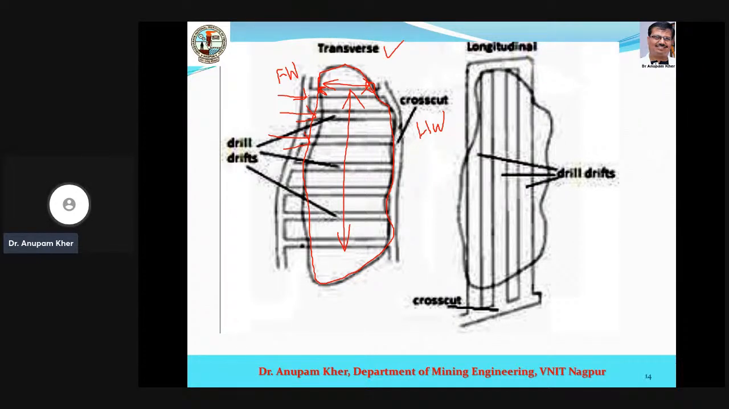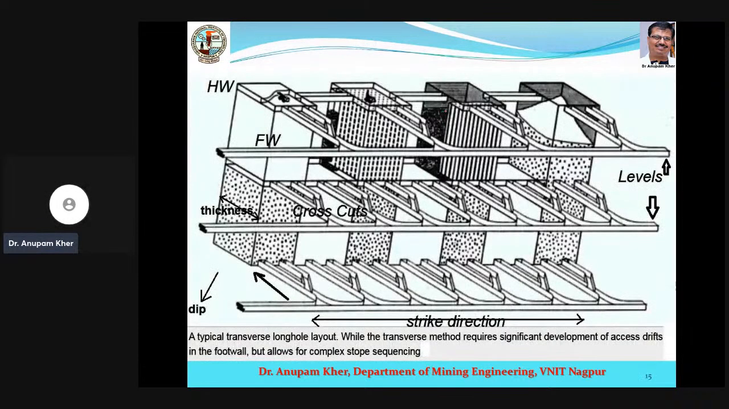as transverse mining. And if the extraction sequence is along the strike length of the ore body, I make slices of the ore body along the strike length of the ore body, this is called longitudinal mining. This is another classification of open stoping or other types of methods.